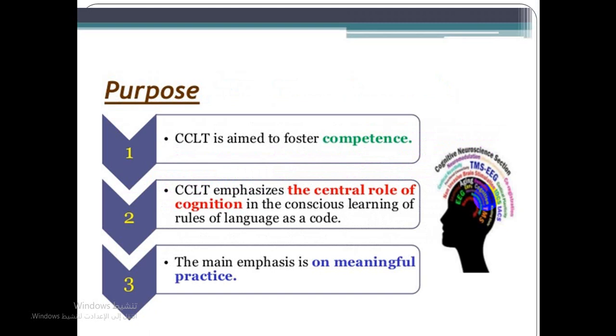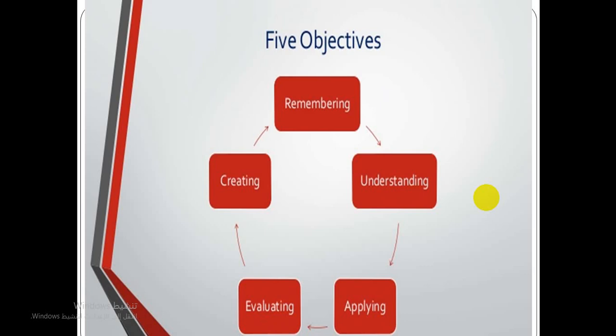What is the purpose of cognitive code learning theory? The purpose of cognitive code learning theory is to foster competence, it emphasizes the central role of cognition, and the main emphasis is on meaningful practice. The main objectives of this approach are remembering, understanding, applying, evaluating, and creating.